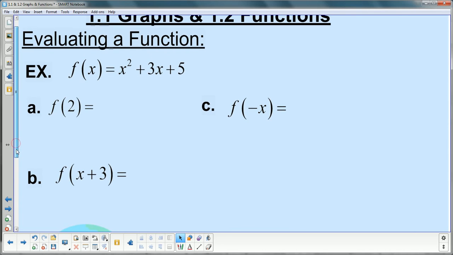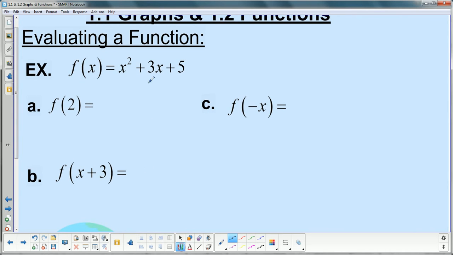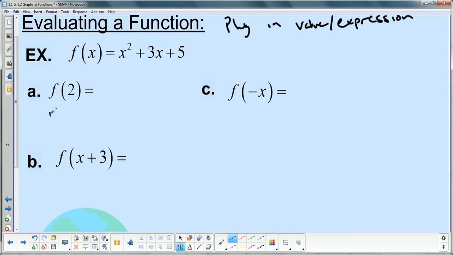So evaluating a function, f of 2, just means that we are going to plug in a value or an expression. Okay, on this first one we're just going to plug in 2. It's fairly simple, so we'd have 2 squared plus 3 times 2, so everywhere I have an x, I'm replacing it with 2, and then plus 5. So I get 4 plus 6 plus 5, and that would give me 15.